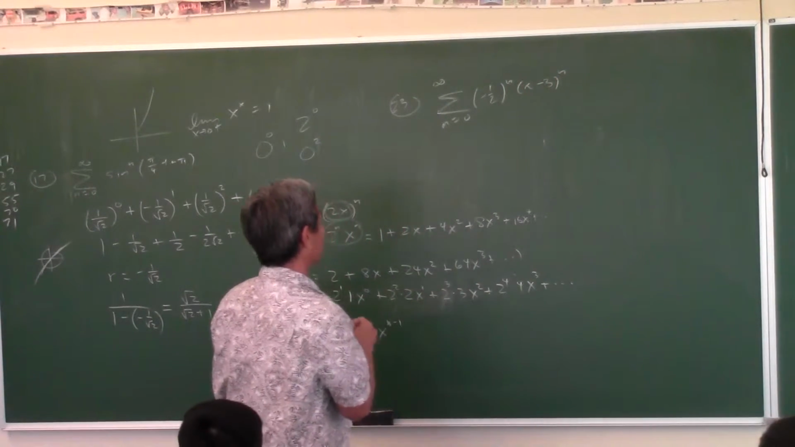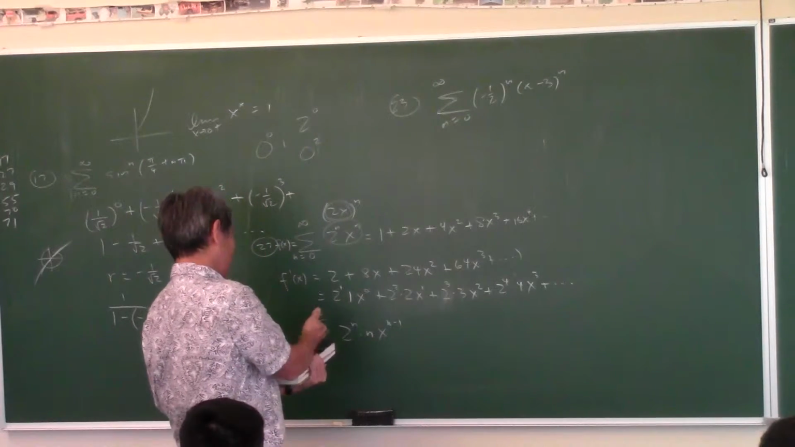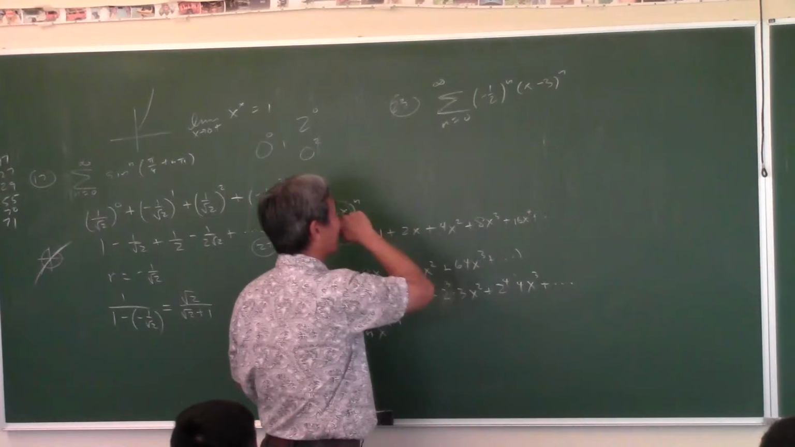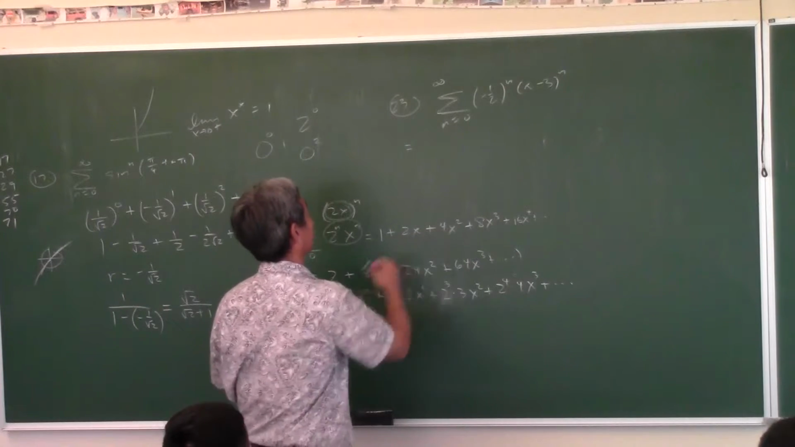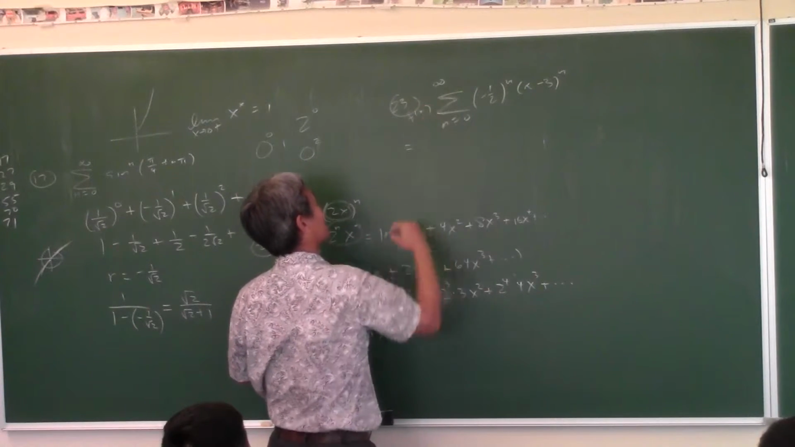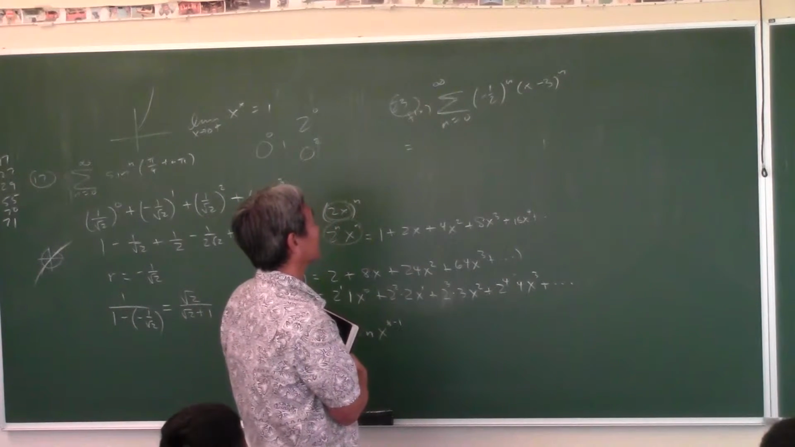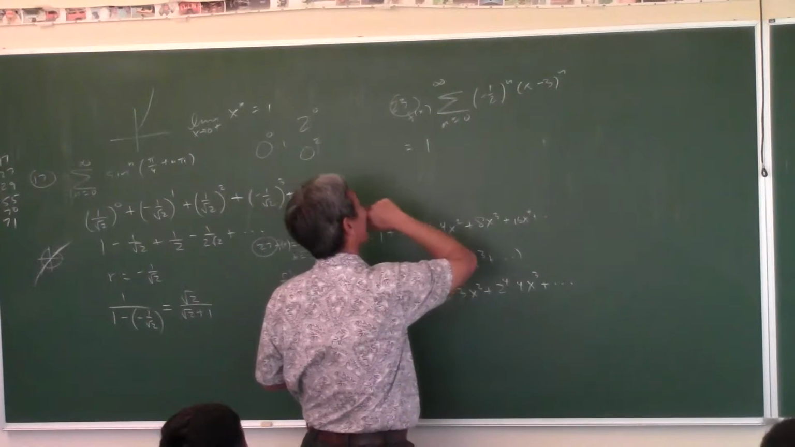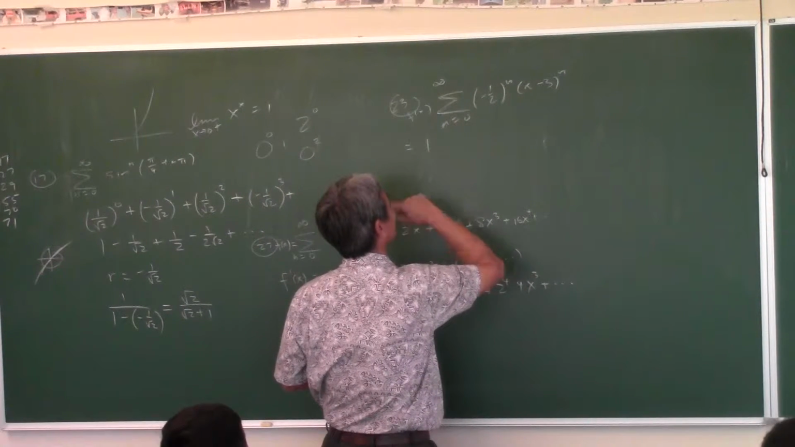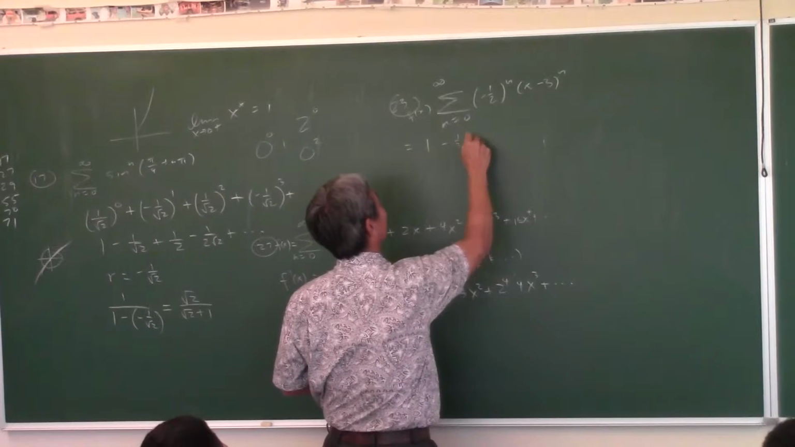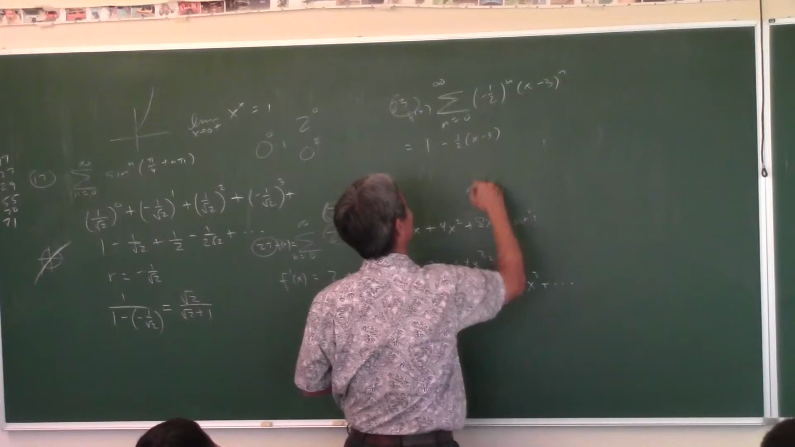Okay, let's write out the first few terms. Plug in 0. This is f of x. Plug in 0. 1. Plug in 1. Negative half x minus 3. Plug in 2.